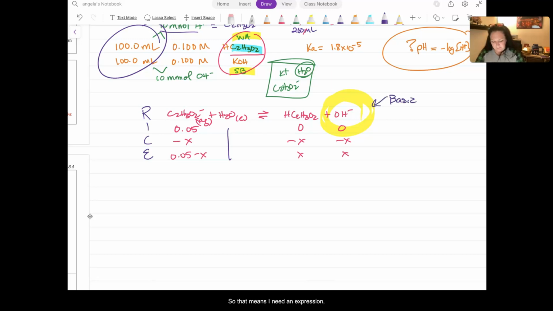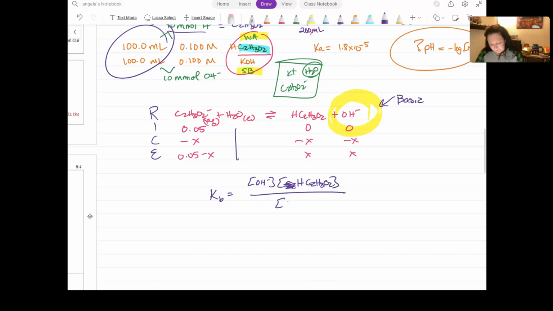So that means I need an expression, and it needs to be Kb because it's a basic solution, not Ka. Kb. So concentration... wrong one. Over... don't put water in there. All right, so that's my Kb expression.